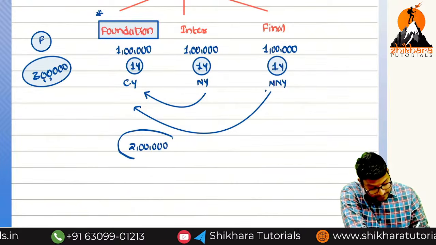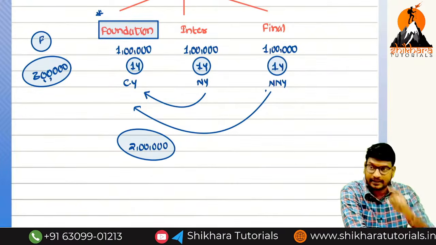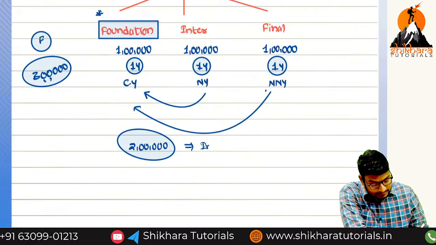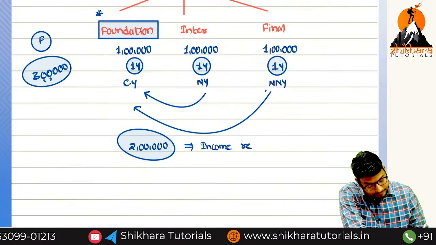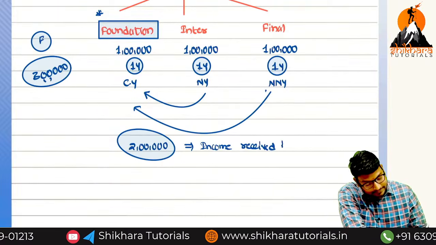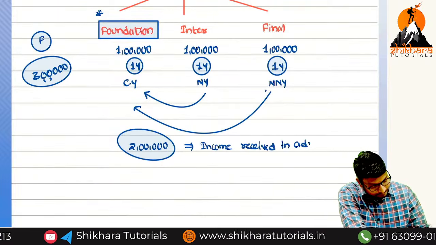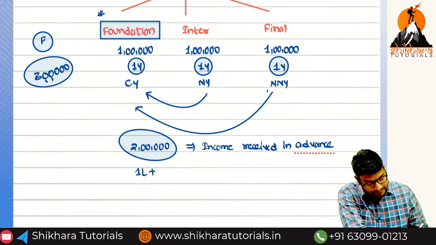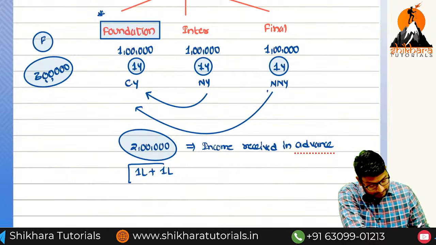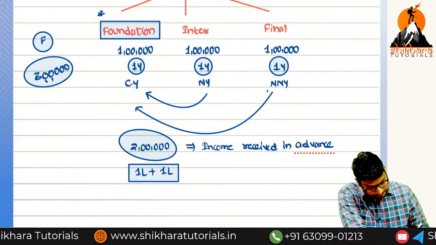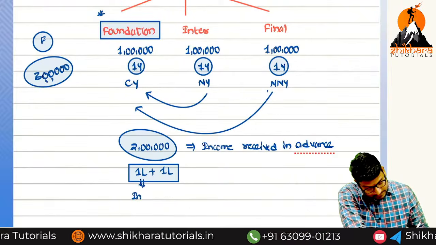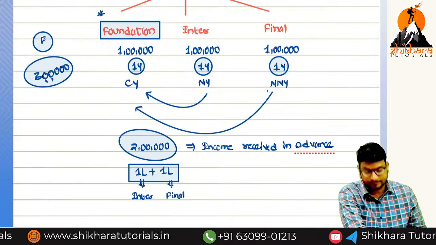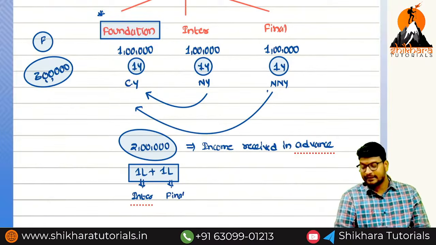The total 2 lakhs which we received during the current year but which is not related to the current year is called income received in advance. So how is the 2 lakhs made up? 1 lakh of inter and 1 lakh of final. This is inter and this is final. Please take a note of it. We can discuss the entry.